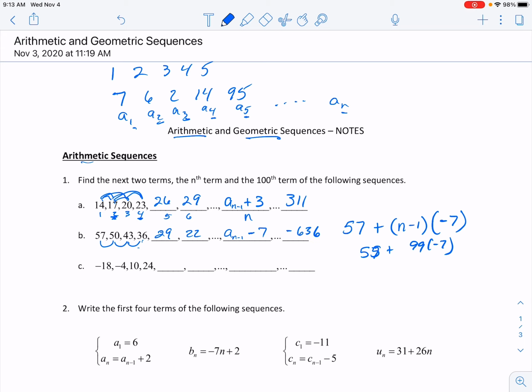All right, y'all stop the video a second and see if you can figure out the next one. And then come back and we'll have worked it. I went from negative 18 to negative 4, negative 4 to 10, 10 to 24. It looks like I'm adding 14. Okay, so 24 plus 14 is 38. Add 14 is 52. All right, the term before it plus 14, or 14 times 99 plus the first term, which is negative 18.